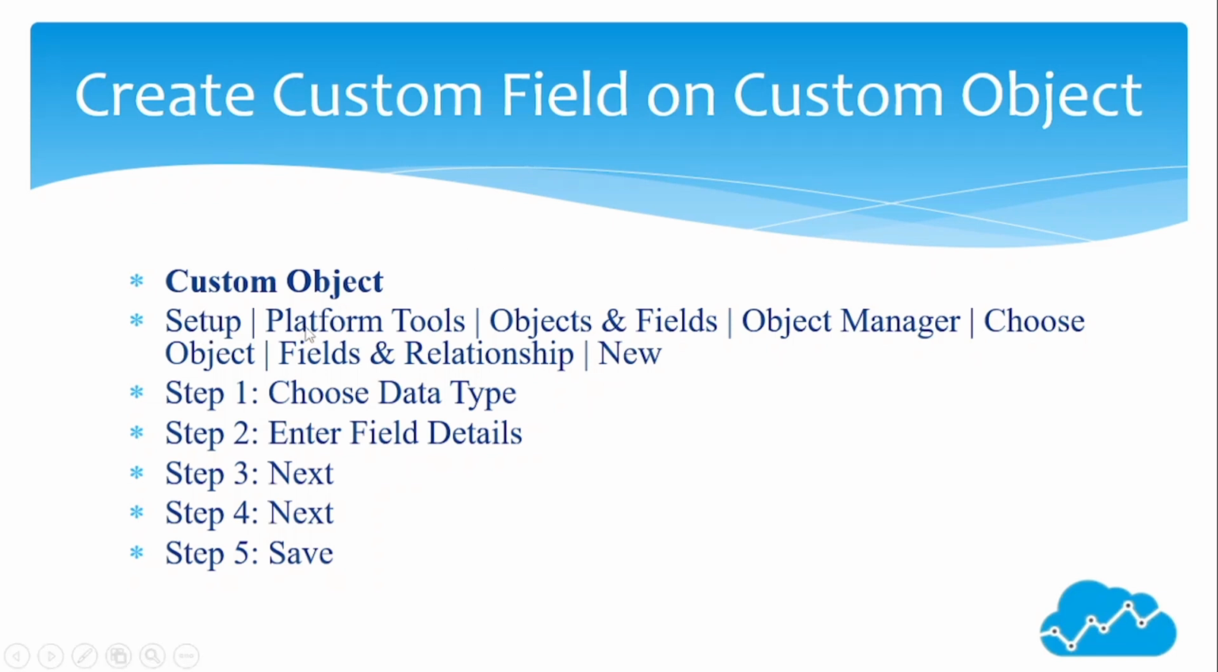Click on setup, platform tools, objects and fields, object manager, choose object, fields and relationship, click new. Step 1, choose data type, what we had seen right now. Step 2, enter field details. Step 3, next. Step 4, next. Finally step 5, hit save button.